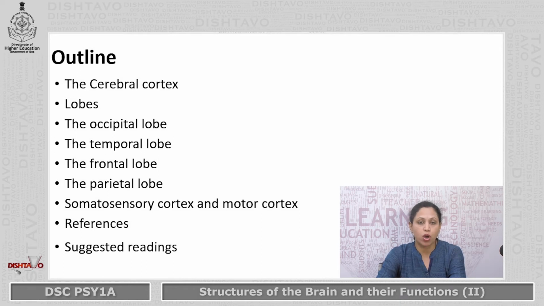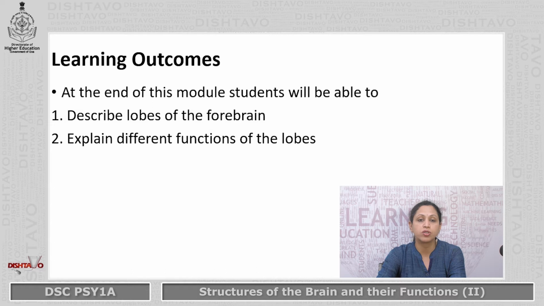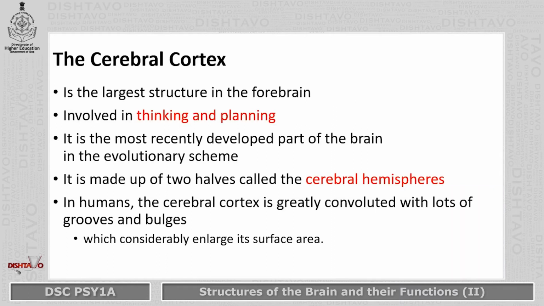At the end of this module, students will be able to describe the lobes of the brain and explain different functions of the lobes. The cerebral cortex is the largest structure in the forebrain. It is involved in thinking and planning. It is the most recently developed part of the brain in the evolutionary scheme and is made up of two halves called the cerebral hemispheres.